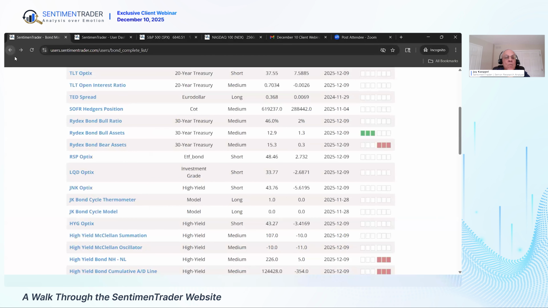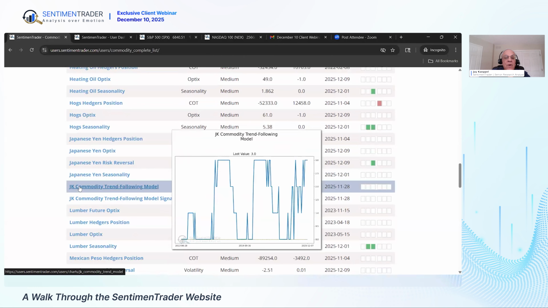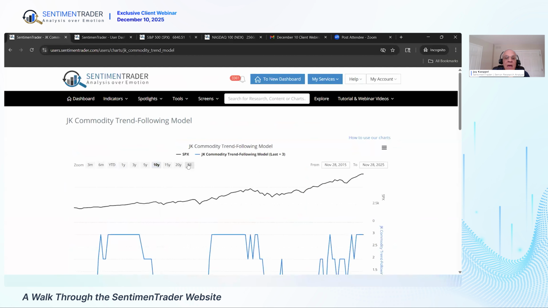And then if you are a commodities trader, or if you're interested in getting into that, and I talked about that a lot last month, I think the opportunity is going to be there to trade commodities. You can look at ETFs now. You don't have to trade futures or buy bushels of soybeans. You can just trade an ETF that'll track a basket. You want to look at the JK trend following model.